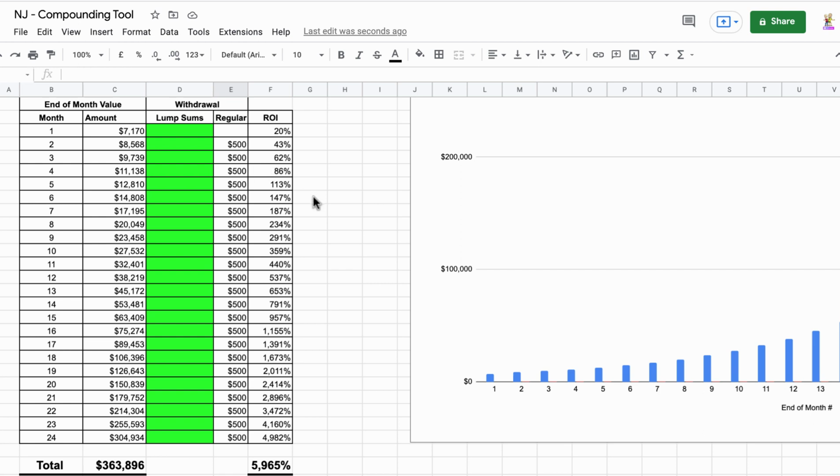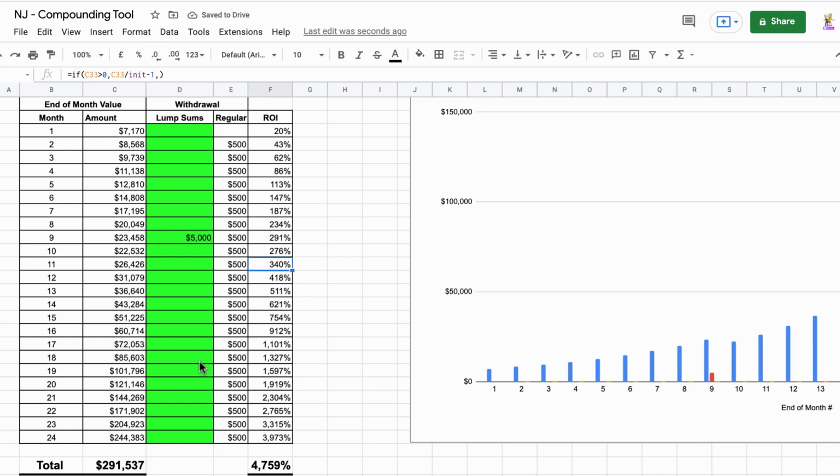So let's say mum actually wanted to take a big chunk of money out, about a year down the track or 9 months down the track. She needs to take a holiday or do something. Let's take out $5,000, and it automatically calculates back to sort of what you're still going to have at the end of 2 years. So it's kind of insane.